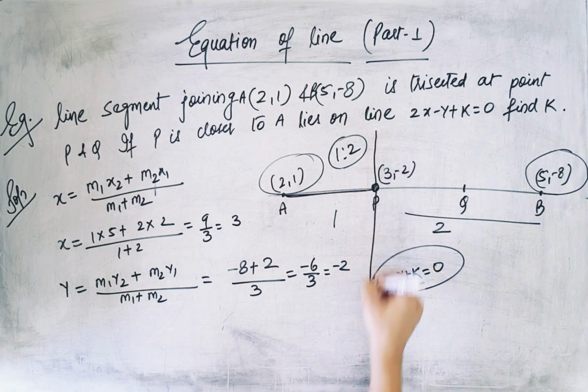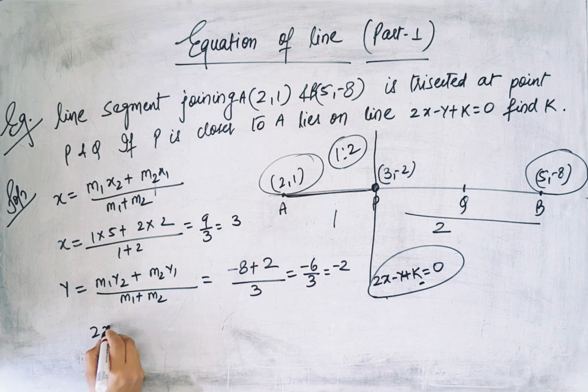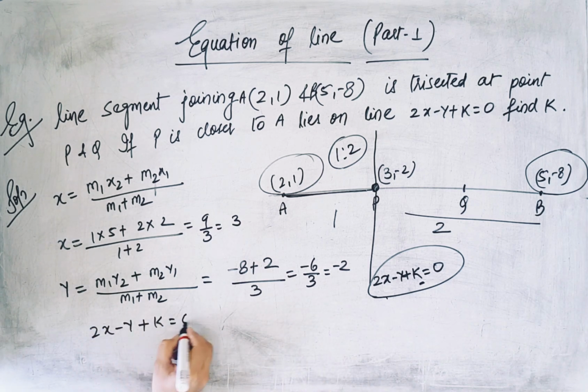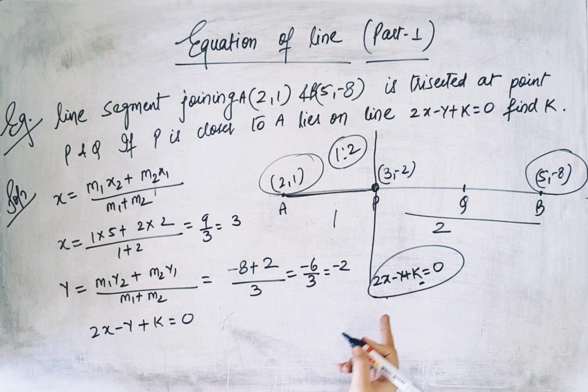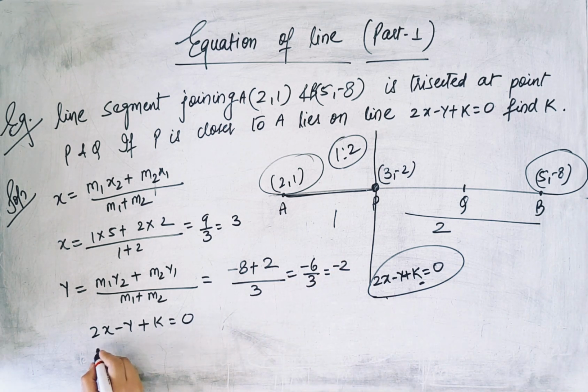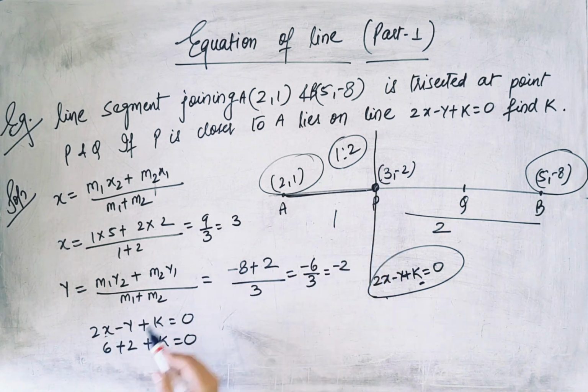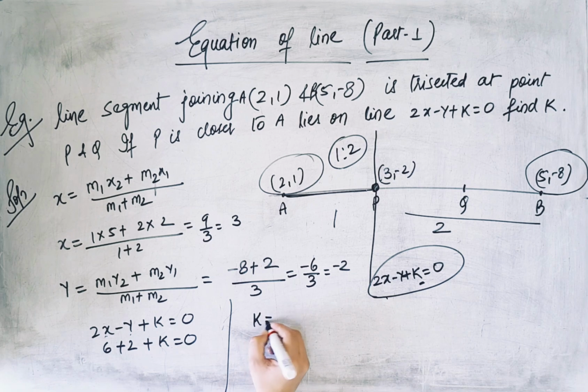Now since the equation of the line is given, 2x plus y plus k equals 0, the point (3, minus 2) will lie on this line. So in place of x we'll put 3, 2 into 3 is 6, and in place of y I have put minus 2. So minus 2, plus k equals 0. Thus k is equal to minus 4.